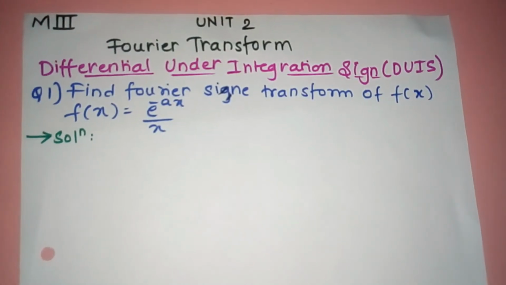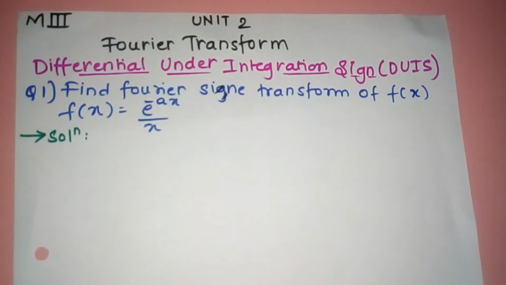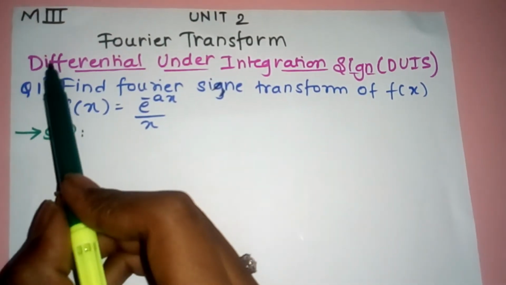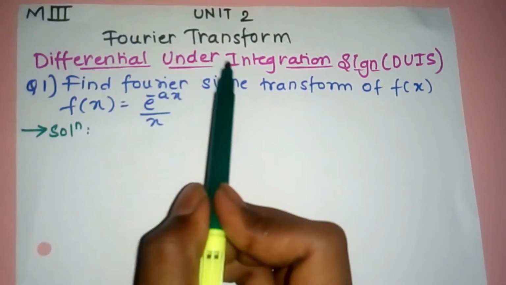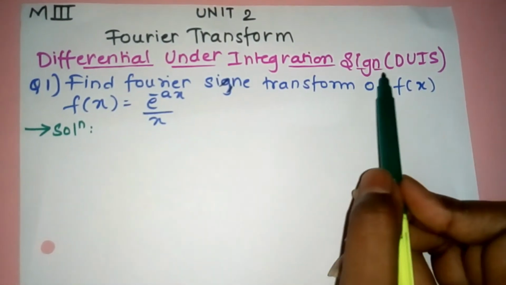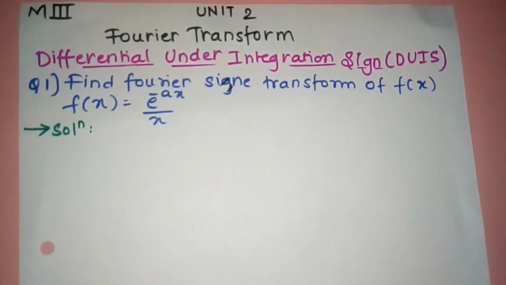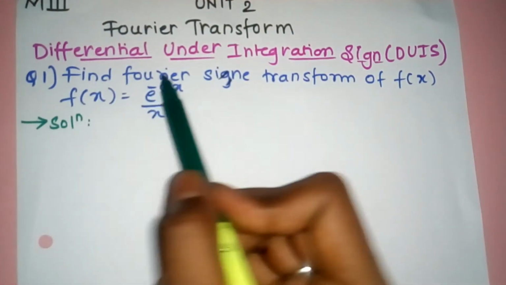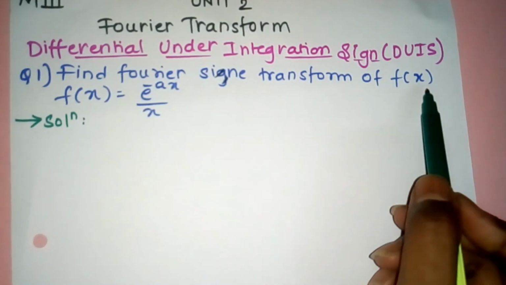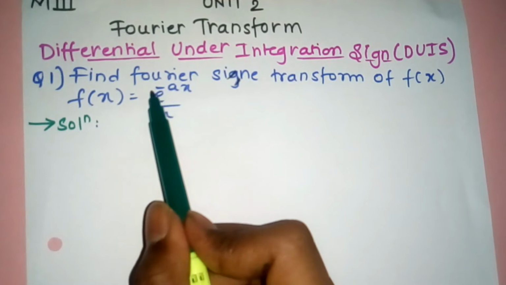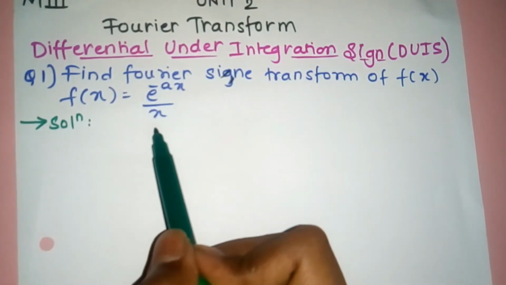In this video I am taking Fourier Transform of Unit 2. So we have a new topic over here, differentiation under integral sign, that is DUIS. I have taken one sum, so I will explain all this topic inside the sum. The question is, find the Fourier sine transform of f of x, and the f of x they have given over here is e raised to minus ax upon x.